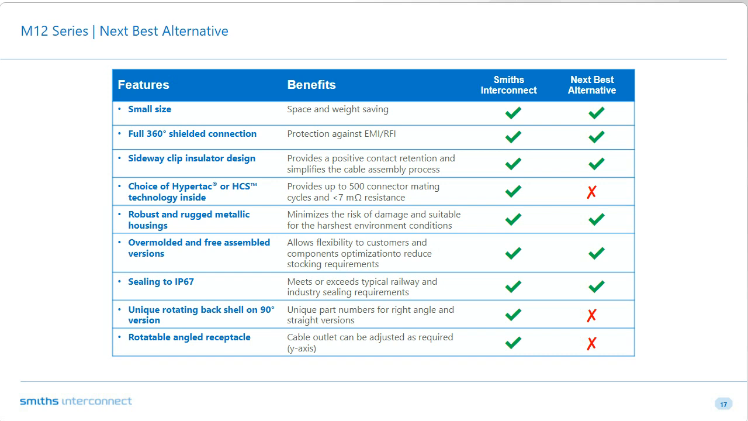Robust and rugged metallic housing, overmolded and field-assembled version, IP67 rating. Again, I'm not laboring again why IP67 is paramount in an application of this nature. Unique rotating back shell on a 90-degree version so that it becomes easy to install. And rotatable angled receptacle. If you put all these in a simple boiling pot and try to compare in a very rational way one product versus another, you would be surprised, but you would genuinely struggle to find an alternative to Smith Interconnect's M12 design.